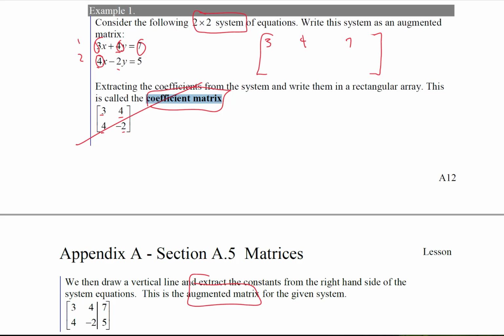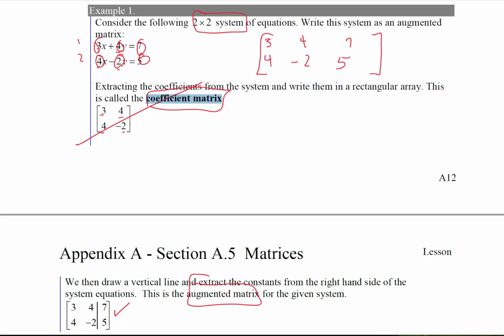Over here, I'm going to pull out the 4. On this one, I'm pulling out the negative 2. Keep the sign with the number, and then the 5. And that is called the augmented matrix. And you can see that's the same one the book had down there.